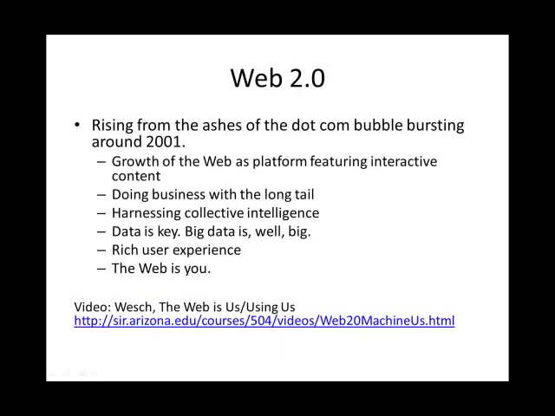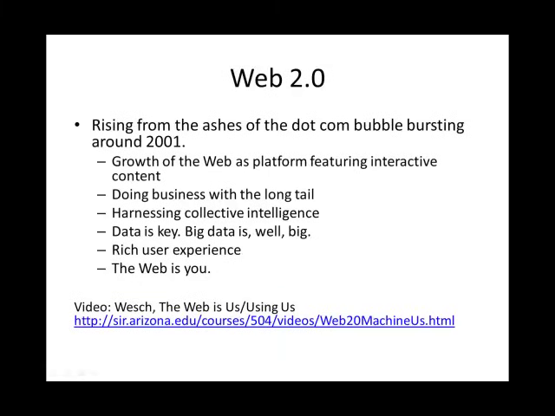Before the dot-com bubble, you saw a lot of static pages. People would go to the web for information. They would see a static page. They'd read it. There wasn't any interaction. There were stores. You could buy stuff, but there weren't online customer reviews. There weren't really customer interactions.